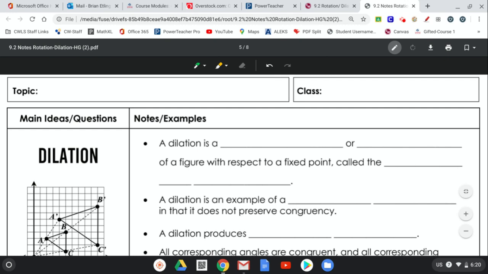All right, guys. So this is still 9.2. This is kind of like the second part. Dilation means the figure gets bigger or smaller. If it gets bigger, we call it an enlargement, because guess what? It gets larger. Or we call it a reduction if it gets smaller, like reduce. If you reduce something, you reduce the price, you made it smaller.